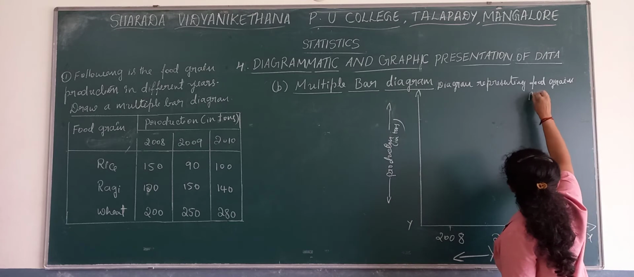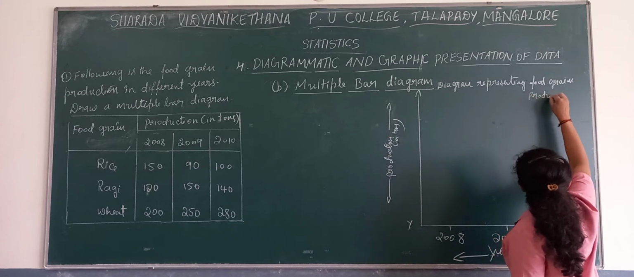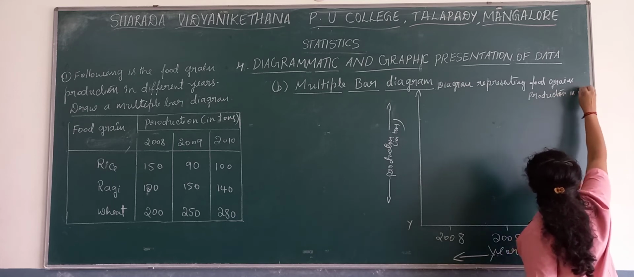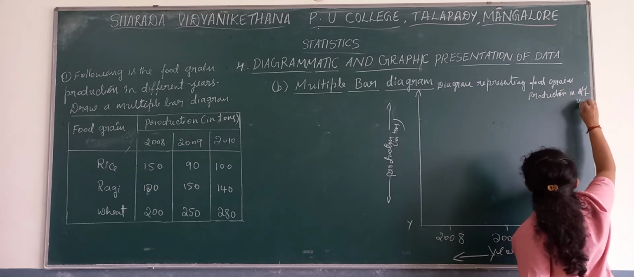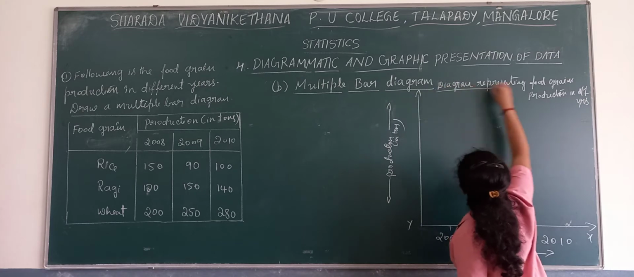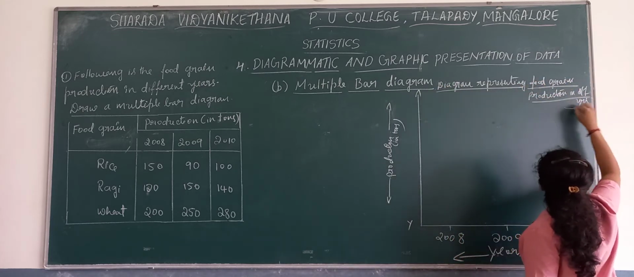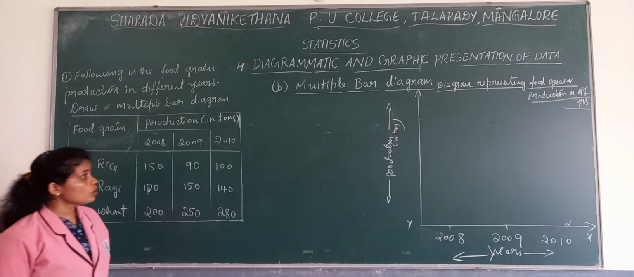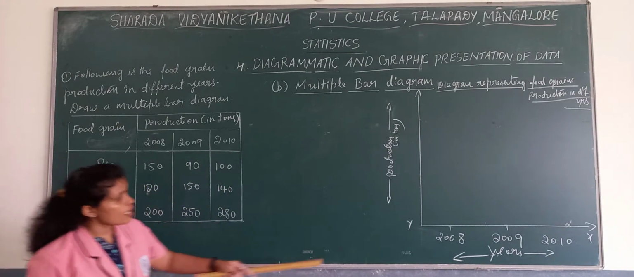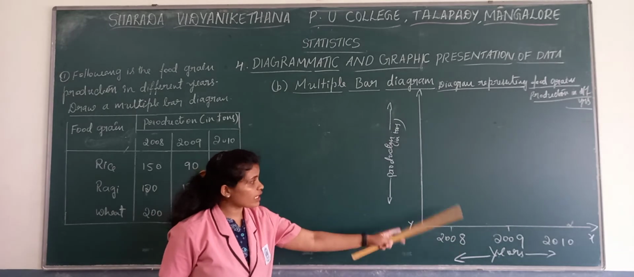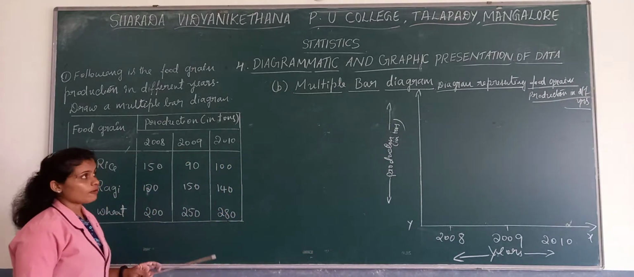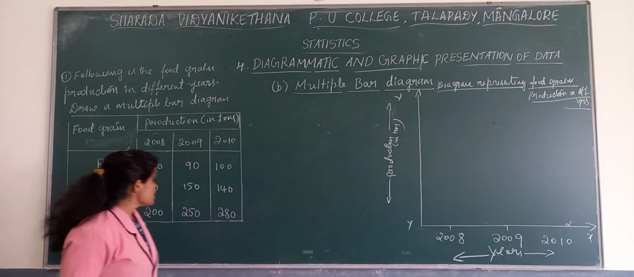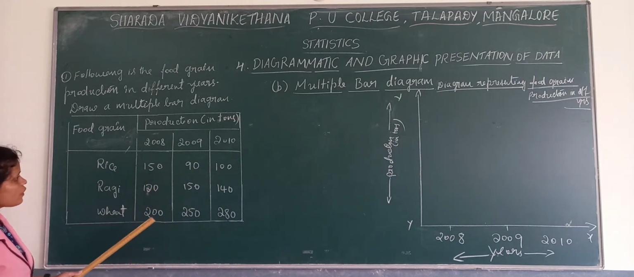Food grain production in different years. Representing food grain production in different years. Now we have to plot the values here. This side we have taken years, and on the y-axis we have taken production. See the values, which is the least value here.